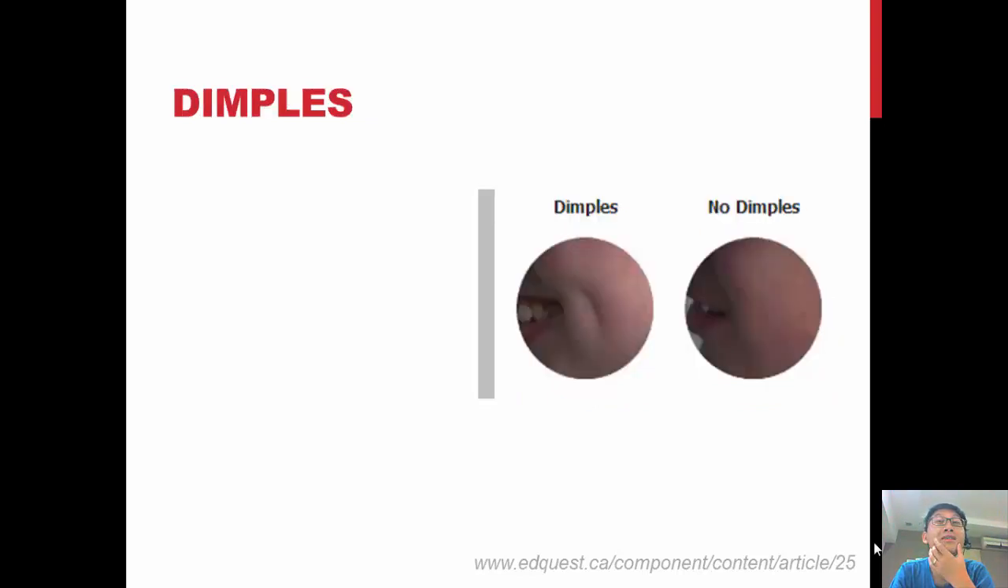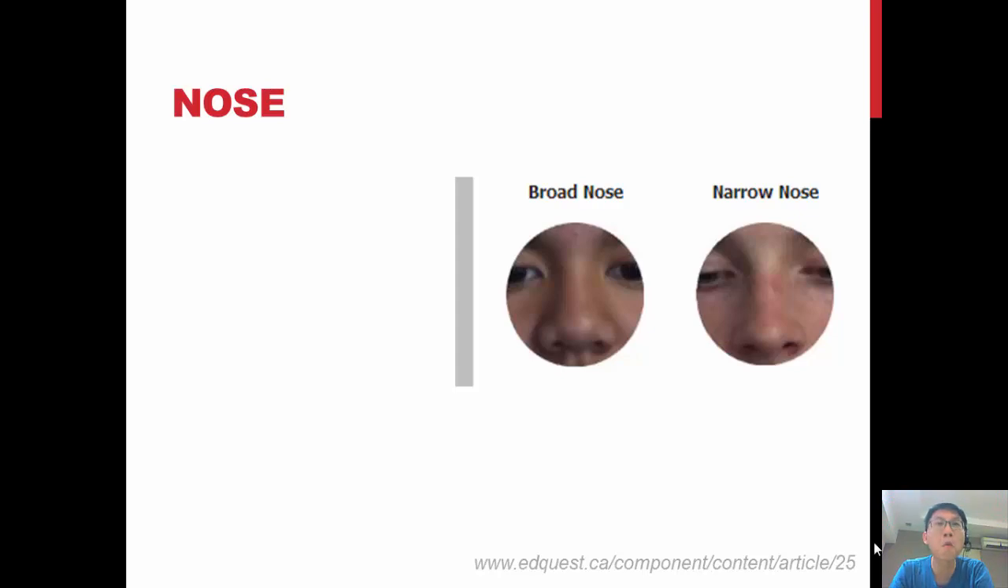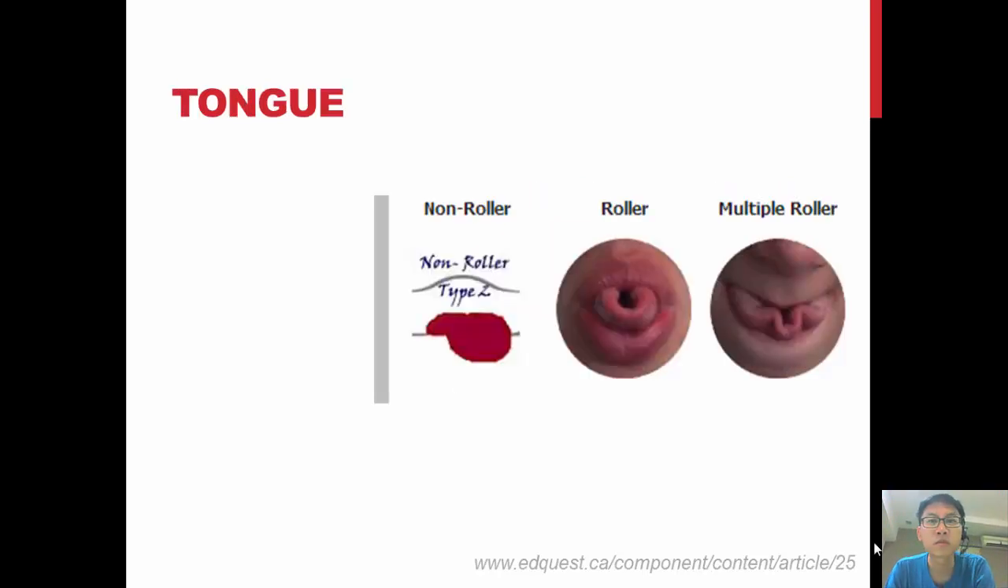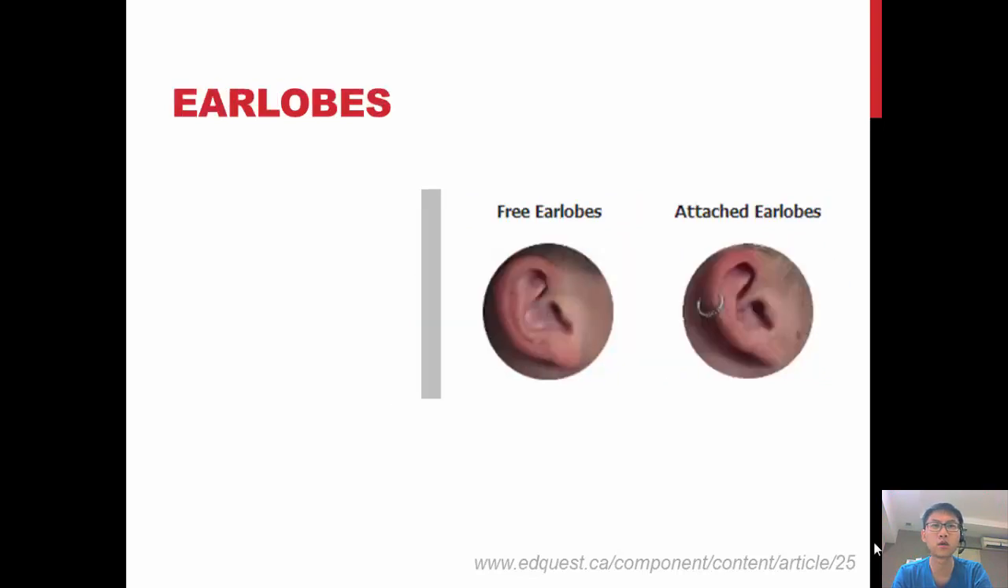Do you have dimples in your smile? How about your nose? Is it broad, narrow? How about your tongue? Can you do this? It's called a roller tongue. I can do it. How about you? Are you a non-roller? How about your earlobes? Do you have free earlobes or attached earlobes? Free, or another word for it is detached earlobes.